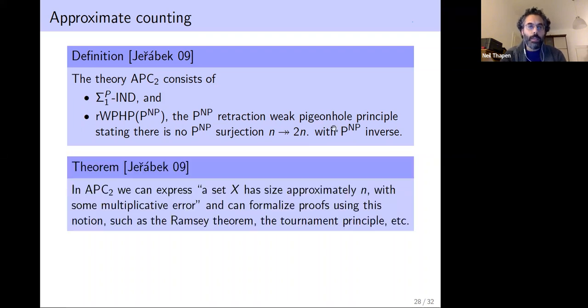So if you take this theory, then through all kinds of machinery about de-randomization and sampling, you have a simple way to write down an expression for the approximate size of a set, and you can do induction on this. So you can formalize proofs using it, such as the one I gave of the Ramsey theorem. So that goes through in this theory.